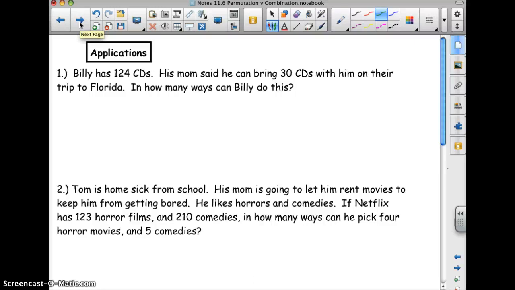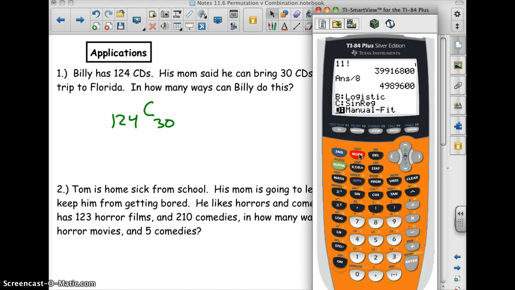Now, does it matter which one he puts in the suitcase first or not? I mean, if it's in the suitcase, it's in the suitcase, right? So that is going to be a combination. That is going to be 124 C30. That's a pretty big one there, right? I'm not going to be able to do that in my head.